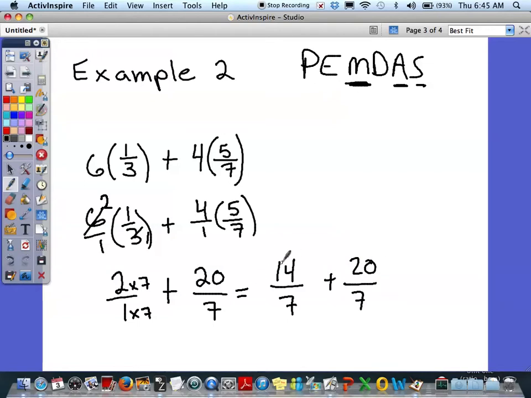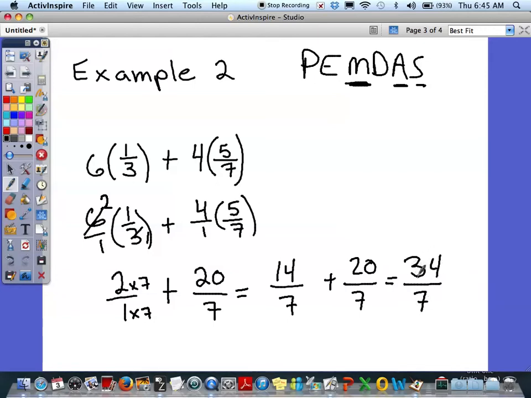Notice that this 14 over 7 is exactly the same thing as 2 over 1 because 2 is twice, or 2 times 1, 14 is 2 sevenths. So they relate to each other in the same way. Now I'm going to do my addition. 14 plus 20 is 34 over 7.